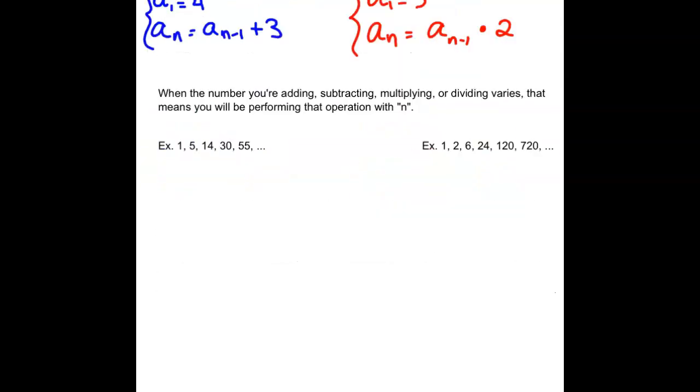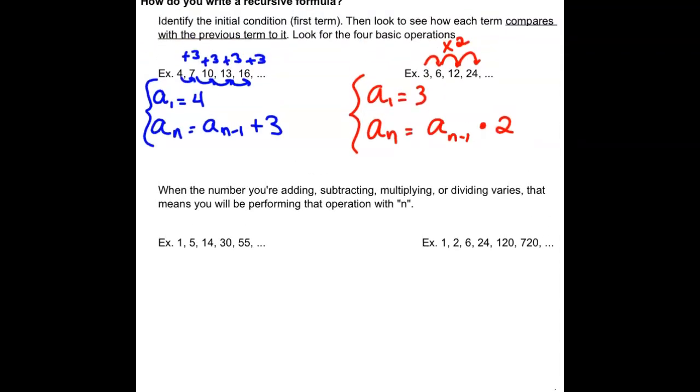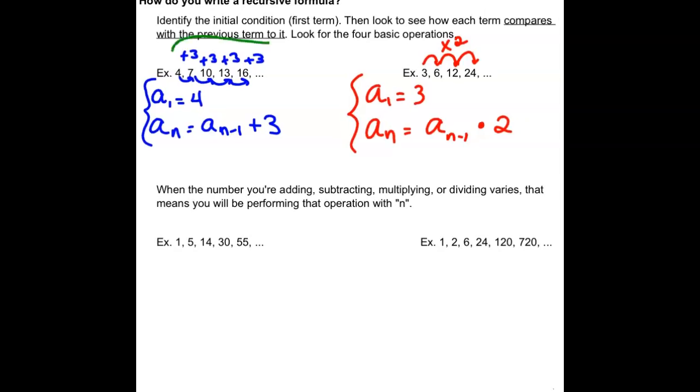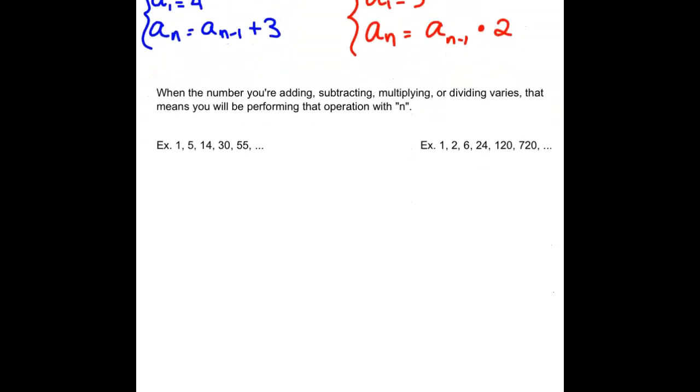So when the number we're adding, subtracting, multiplying, or dividing varies, which is not what we had in these two examples. In this one, we kept adding a 3. It was a constant number that we were adding. Here we kept multiplying by a 2. It didn't change from one term to the next. But if it does change, then we're not simply adding a constant. We're adding some variation, something that has to do with the n value.